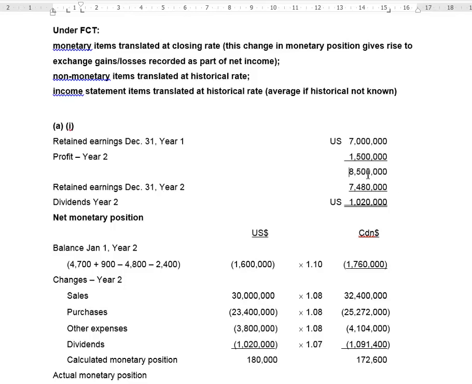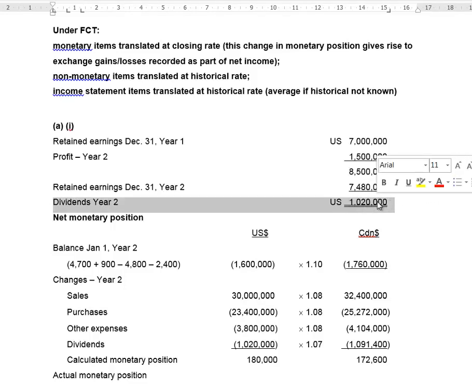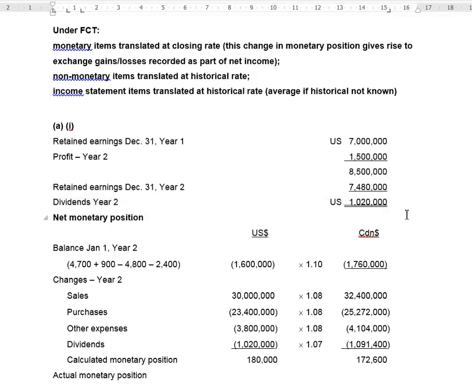So the difference between what our retained earnings is to date with profit and the retained earnings at the end must be what we declared and paid out in dividends. And that happens to be 1,020,000. We're going to use this number in order to calculate any change in our monetary position, because don't forget, these are cash dividends. And if they're cash dividends, that means they're being paid out in cash, and cash is monetary.